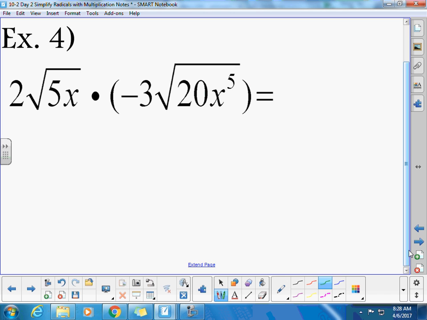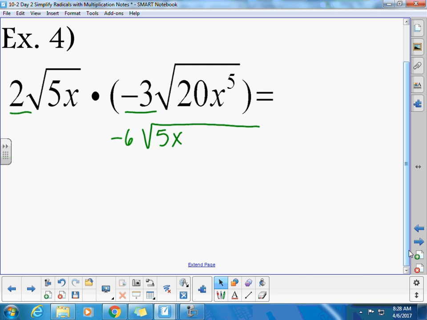All right, so hopefully we just looked at this, and here's numbers on the outside, right? 2 and negative 3, so that's negative 6. Draw my big radical. 5x from the first radical symbol. And then the 20, let's break up into, I know it's 5 times 4. And then we have x times x times x times x times x, x to the 5th. So I have everything under my radical. I'm looking for my pairs.